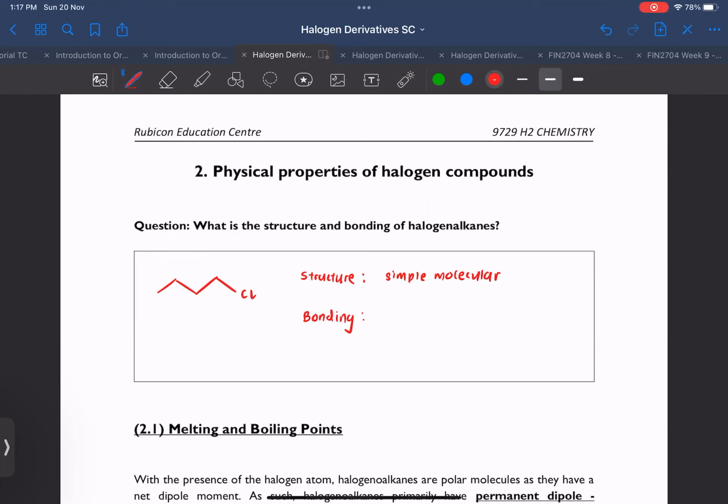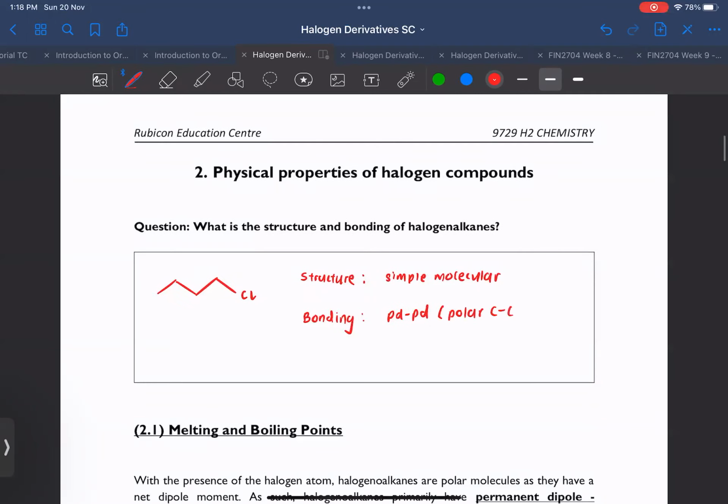First of all, why do we mention PD? Because it's polar. The C-Cl bond. Yes, you can see a polar C-Cl bond. That's definitely true. But before I move on to the second answer that you said, which is also correct, a lot of people think that halogenoalkanes are just PD-PD, because this is their logic. The halogenoalkane is overall a polar molecule, and you're not wrong. That's why they say it's just PD-PD. But remember, the halogen is only making up a very small part of the entire molecule.